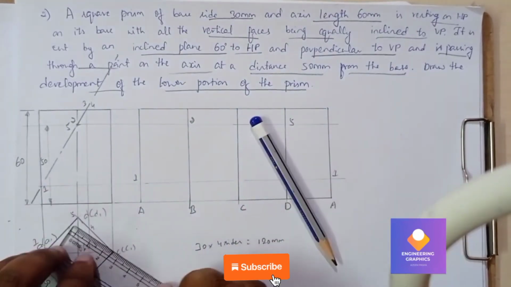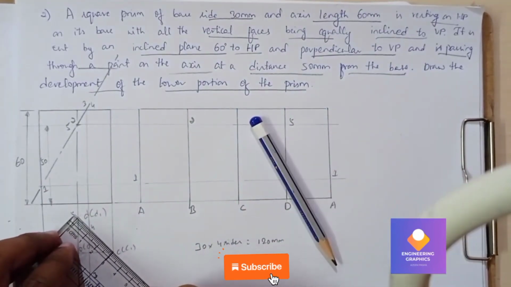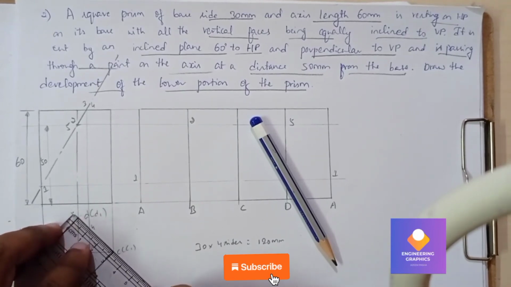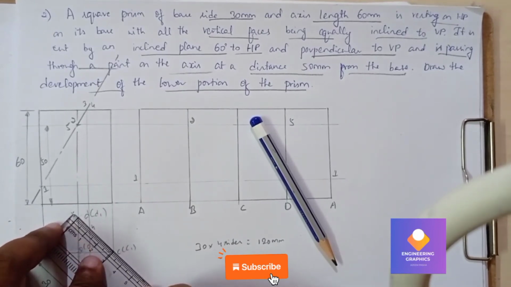Now for 3 and 4 we need to measure exactly how much it is. So it is around 11 mm we are getting. So what we do, we can take the compass and measure the same length, and we can cut the arc from 2 to 3 and 5 to 4, like that we can do.